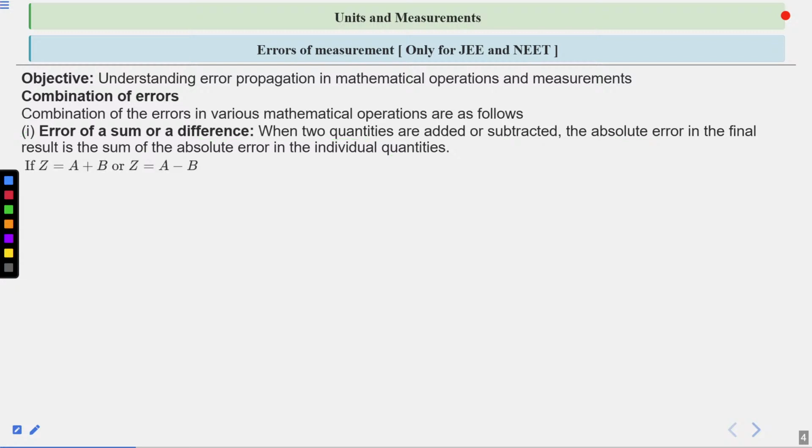Suppose the quantity is Z. If Z is equal to A plus B, so if we add two quantities A and B, or we can say Z equal to A minus B if we subtract two quantities. So here again the quantities are the same, A and B. Now for the error of a sum or a difference, here we find the error. If we talk about the sum, Z is equal to A plus B, and if we talk about the difference, it will be A minus B.